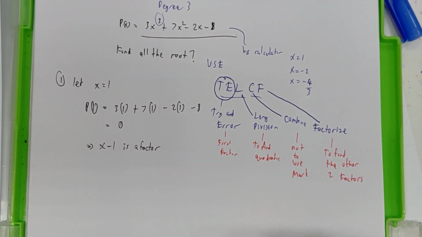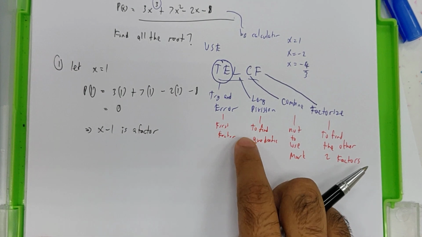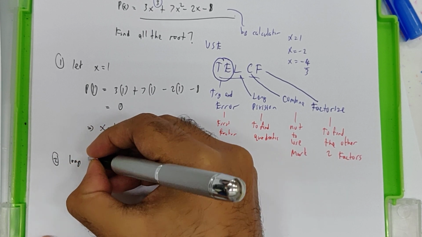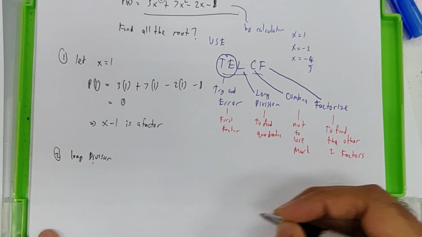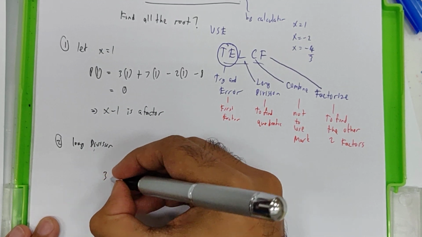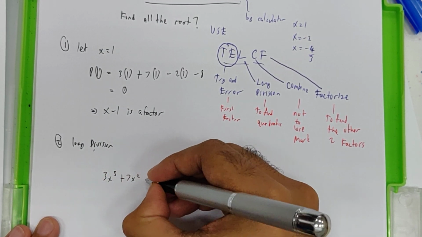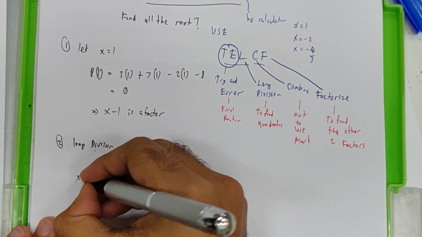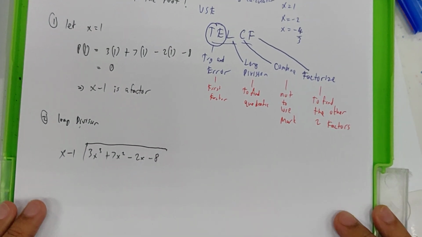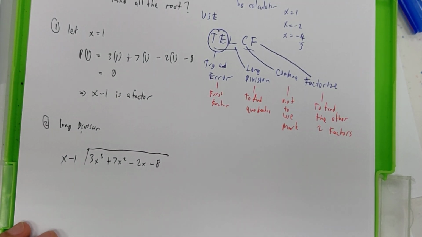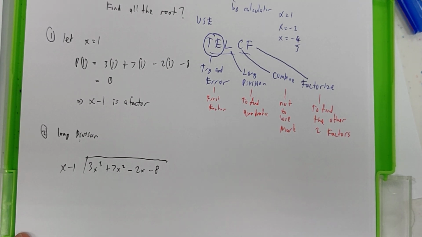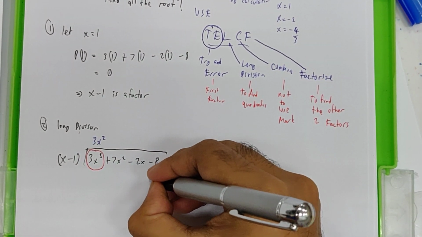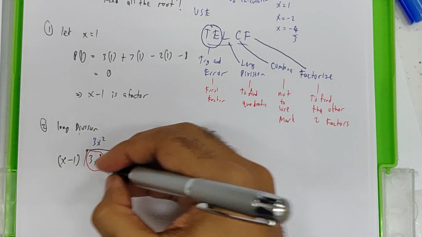So what you need to do now, once you get x minus 1 is a factor, is long division. So second, long division. 3x cubed plus 7x squared minus 2x minus 8. Okay guys, good luck. Try it on your own. Long divide. Okay, viewers, please try it. I'm going to pause the video for a while. Okay, I'm going to do it so you can see the process. But it's the same as how I did last time.